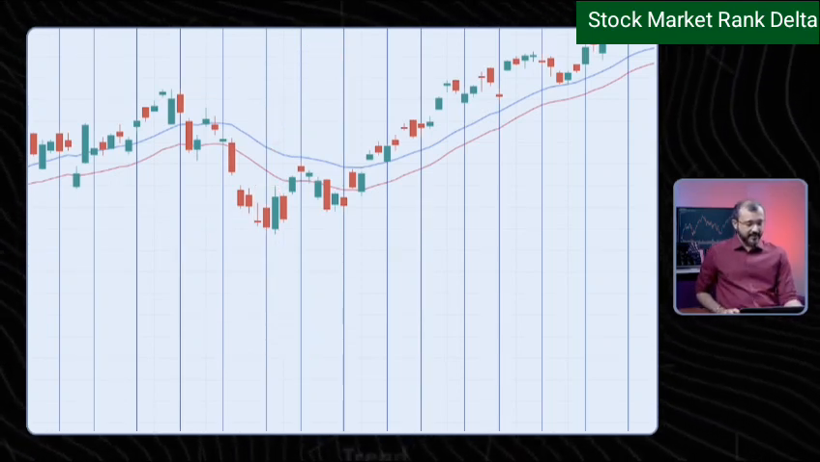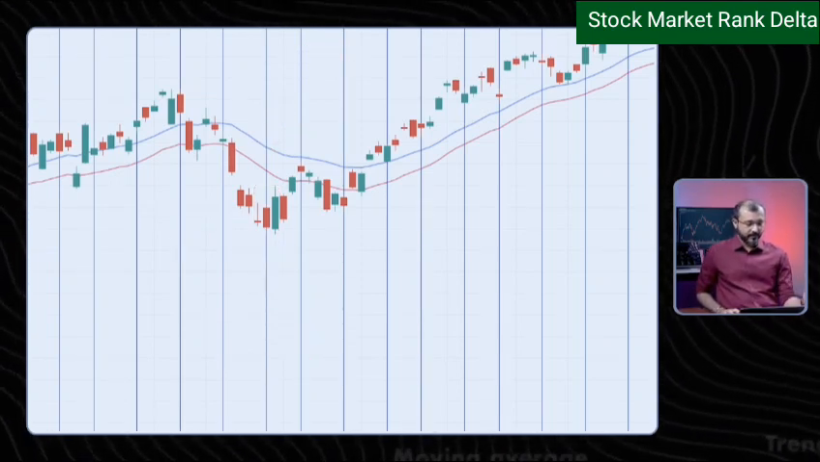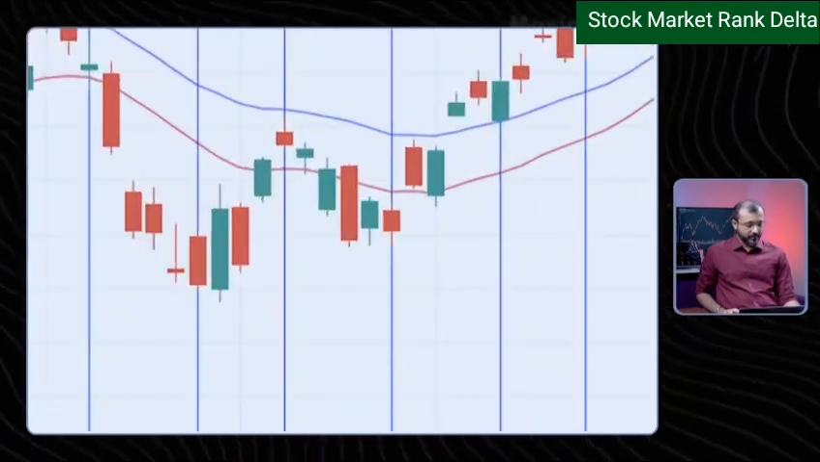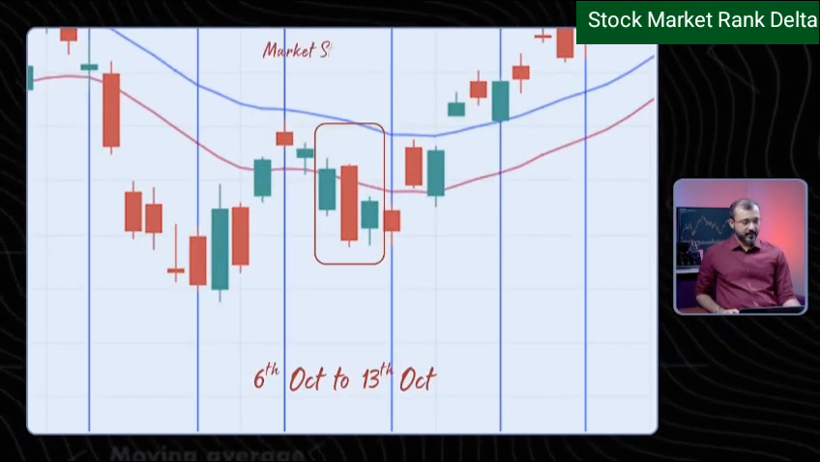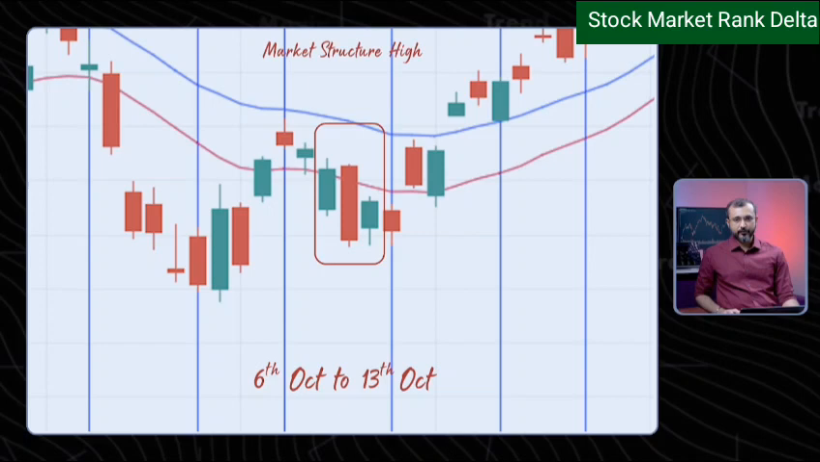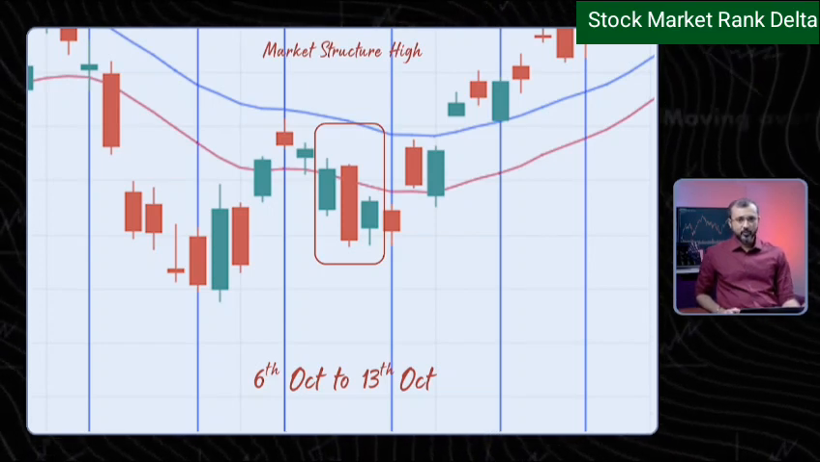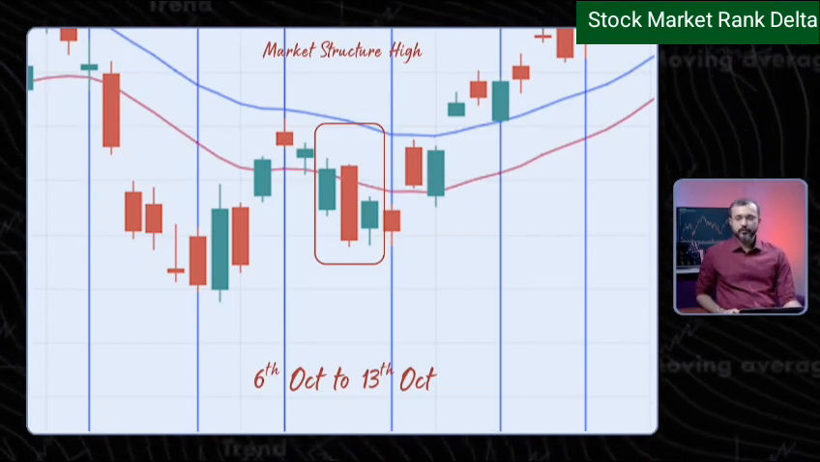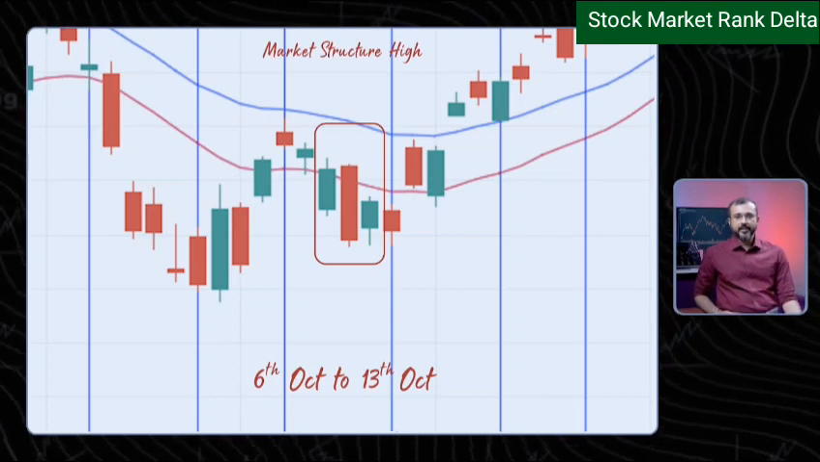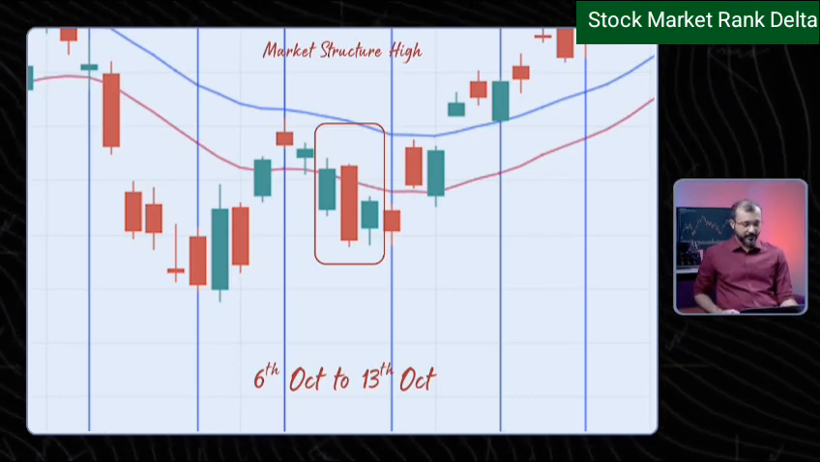The next trade is week 41 of the expiry, from 6th of October to 13th of October. Here a market structure high got formed. Price is trading below moving average. A market structure high got formed. So we are expecting a bearish move, a trending move which is bearish.